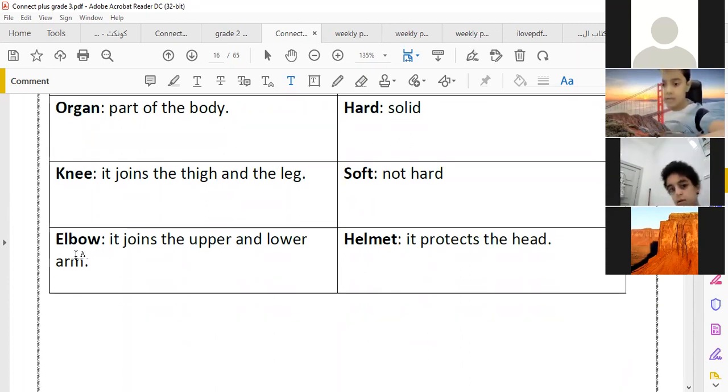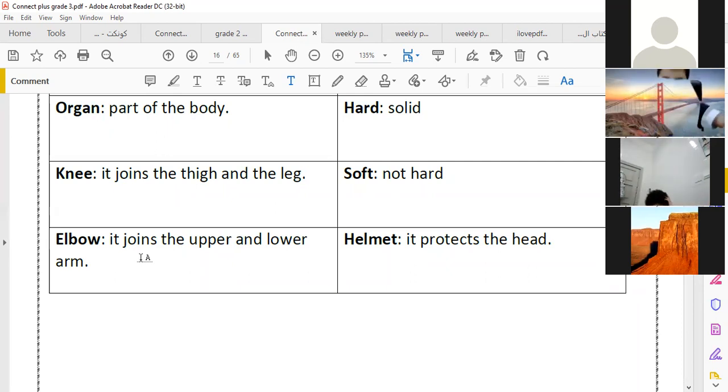Elbow. It joins the upper and the lower.